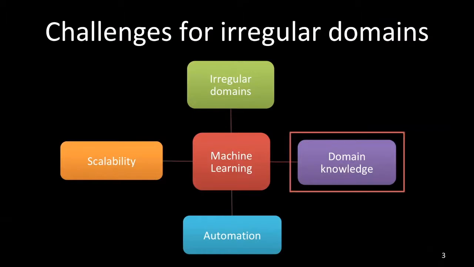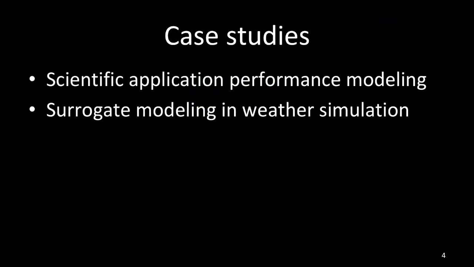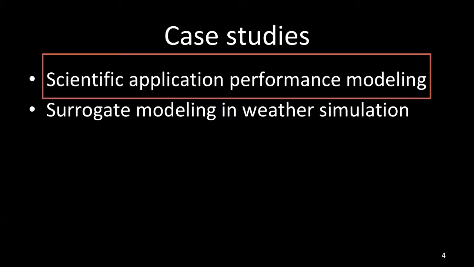So in this talk, I'm going to focus on one of these challenges, and take the two case studies that I mentioned. We will talk about how we incorporated domain knowledge to improve the performance of machine learning methods. The first one is scientific application performance modeling. Since we are in the facility, one of the key questions that we always try to address is, given this application, can we predict the performance under different conditions, so different input sizes, different node configurations, and so on and so forth. And the second case study is surrogate modeling in weather simulation.